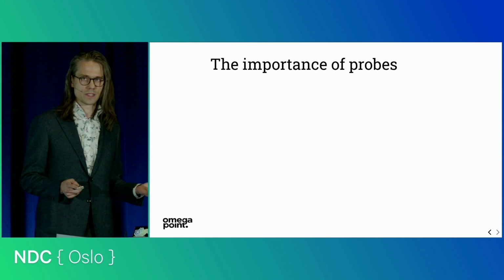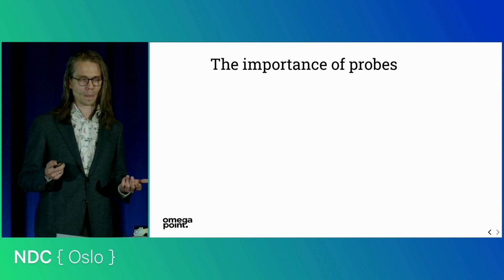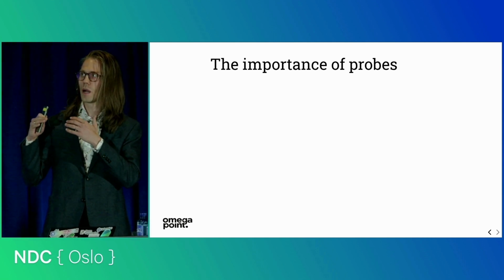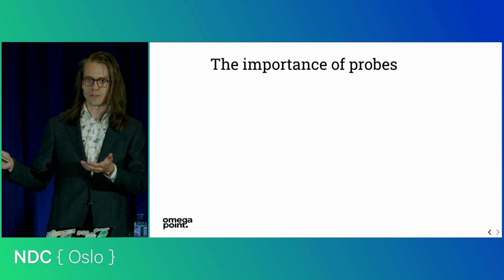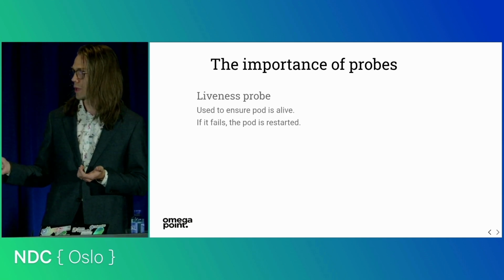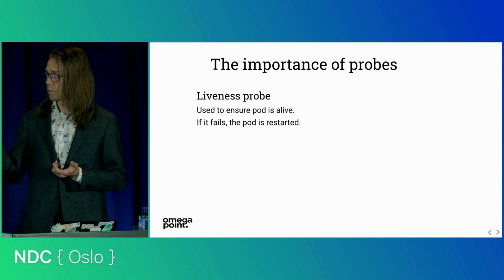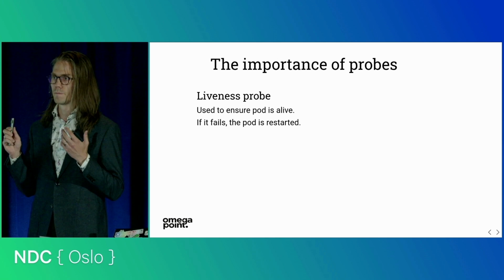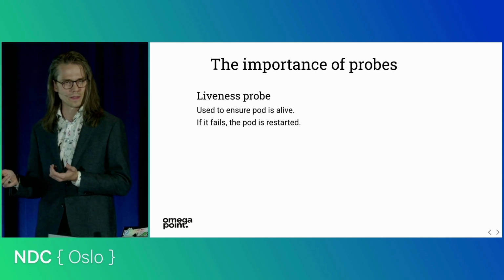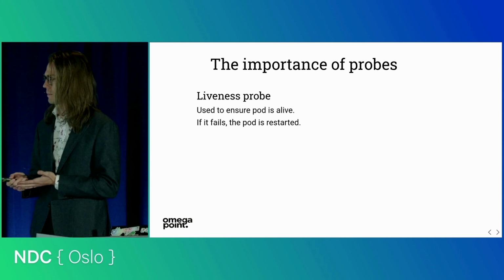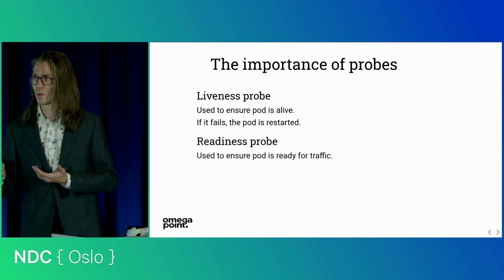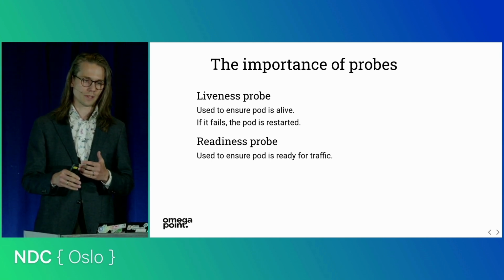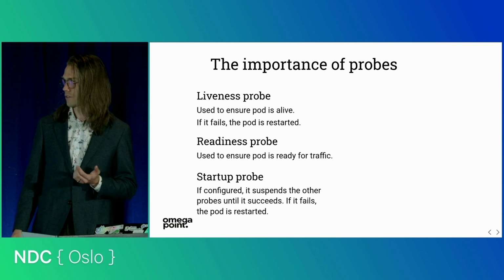And Kubernetes achieves this by using something they call probes. That is how it knows that an application is alive and that it is ready. We have the liveness probe, which is used to figure out if the pod is healthy, so to speak, that it shouldn't be killed, basically. And we have the readiness probe, which determines whether or not the pod is ready to receive traffic from the outside. And then we have the startup probe.